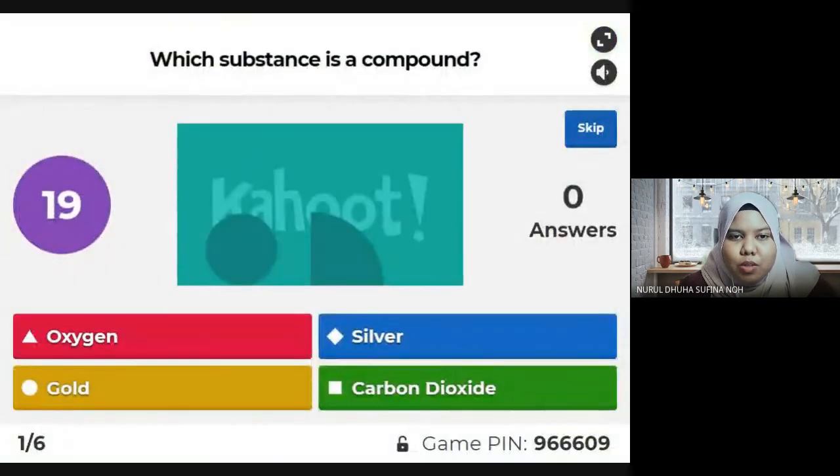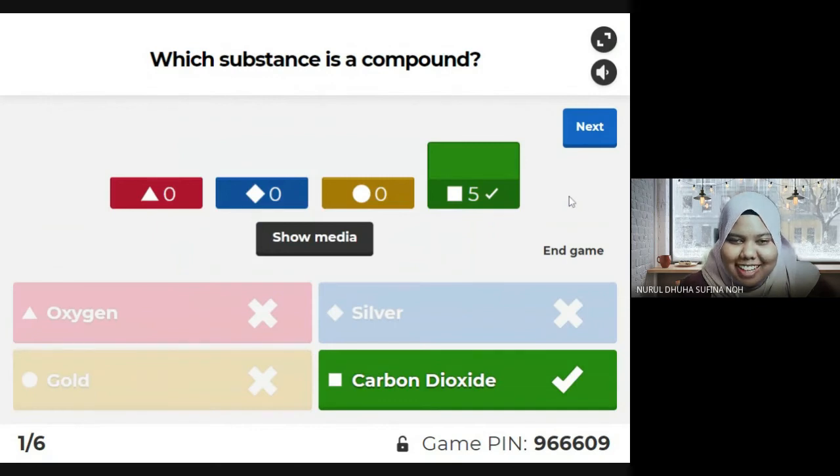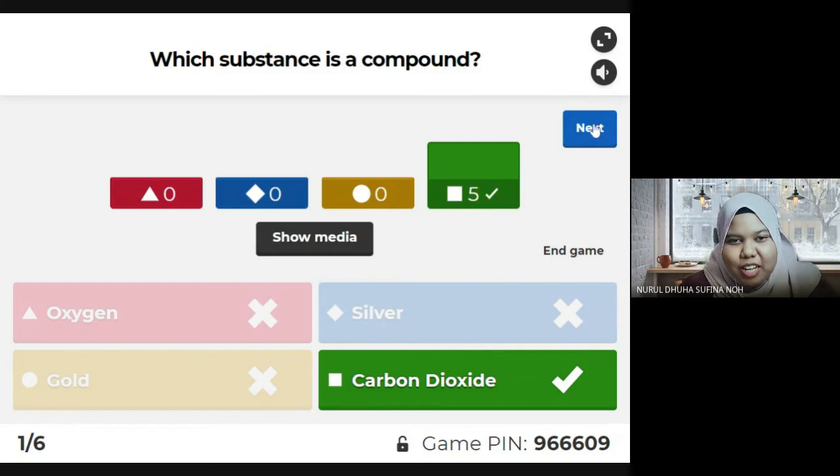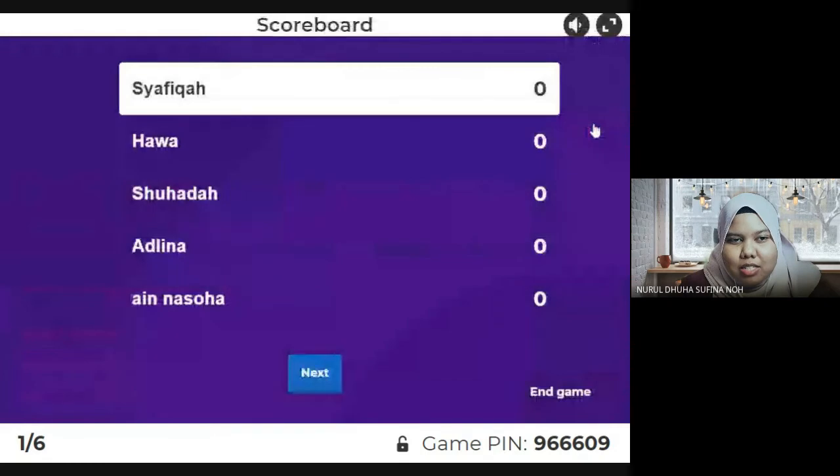Okay, the first question. Which substance is a compound? Yes, carbon dioxide is a compound. I want to ask Shuhada, why do you think silver is not a compound? Because silver is argentum. Argentum is an atom. Okay, correct. Good job, Shuhada. And good job, everyone. You all answered correctly. Okay, next question. We can see Shafika is the highest.